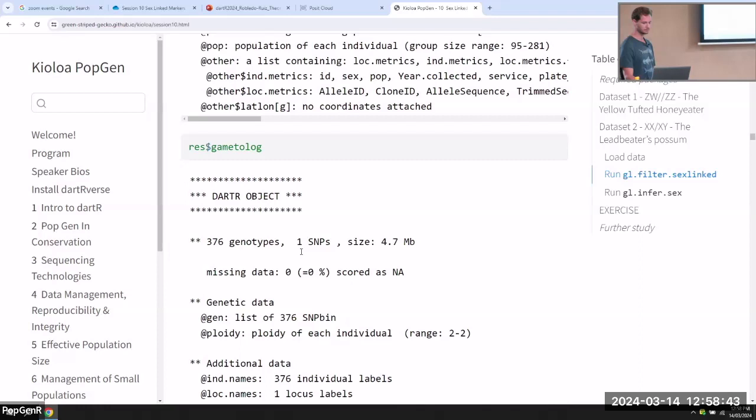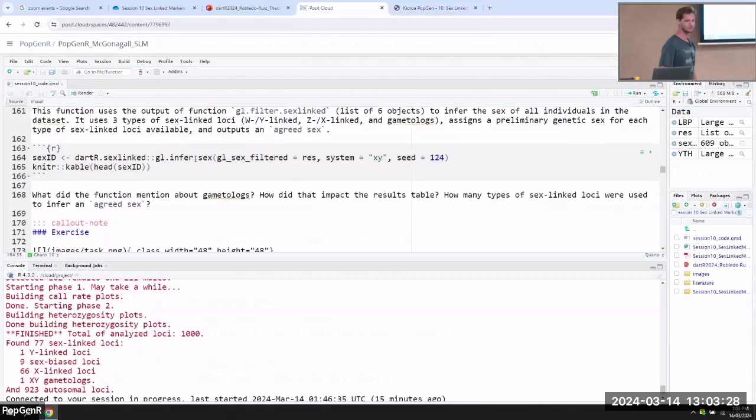Gametolog in there as well. But again, looking at this object, the autosomal markers are generally the ones that we're going to be using downstream for analysis.